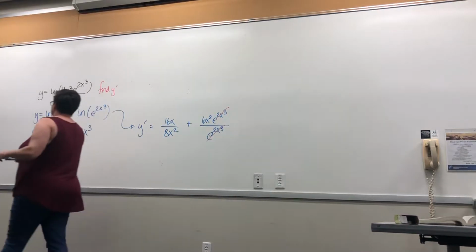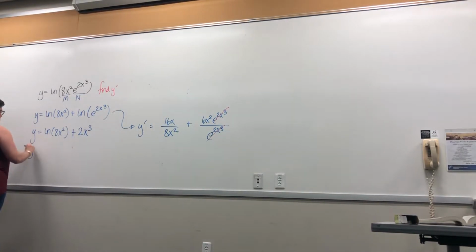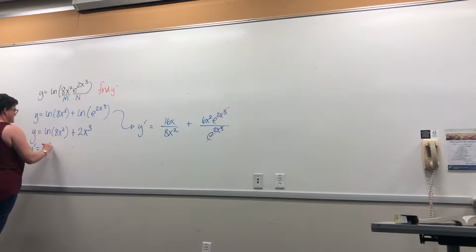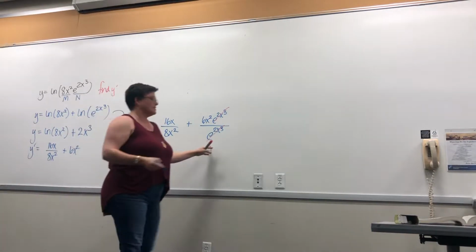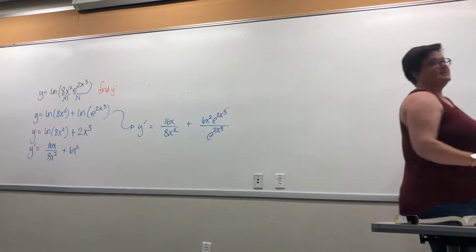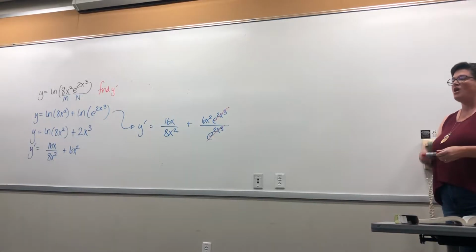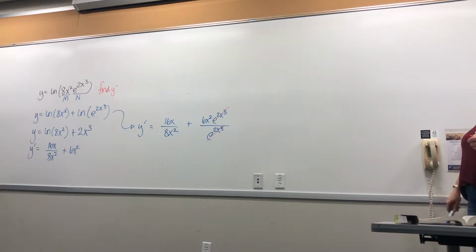What's the derivative here? 16x over 8x squared plus 6x squared. Still get the same answer. One's a little easier to do though. Always look for the shortcuts.